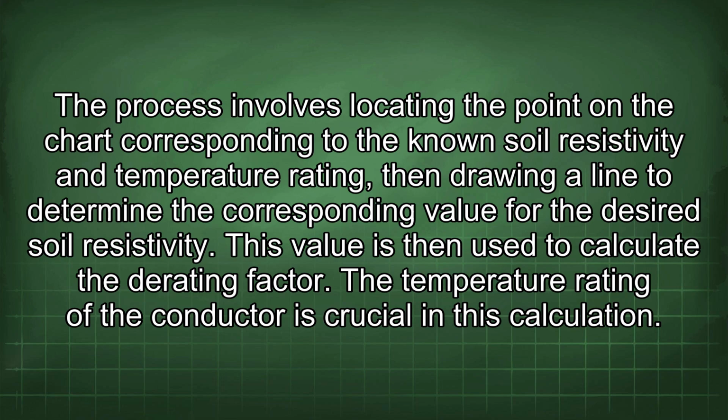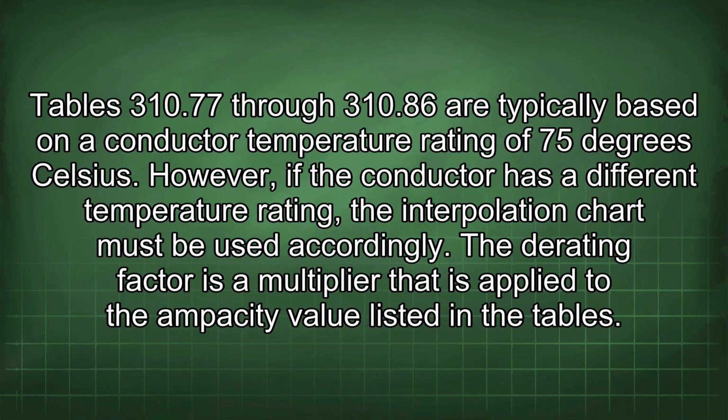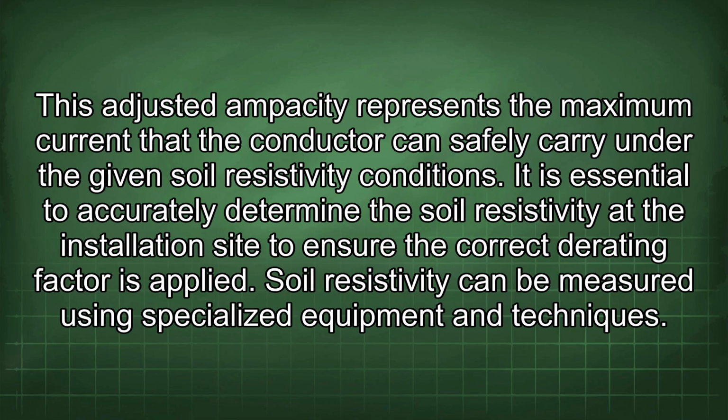The temperature rating of the conductor is crucial in this calculation. Tables 310.77 through 310.86 are typically based on a conductor temperature rating of 75 degrees Celsius. However, if the conductor has a different temperature rating, the interpolation chart must be used accordingly. The derating factor is a multiplier that is applied to the ampacity value listed in the tables. This adjusted ampacity represents the maximum current that the conductor can safely carry under the given soil resistivity conditions.